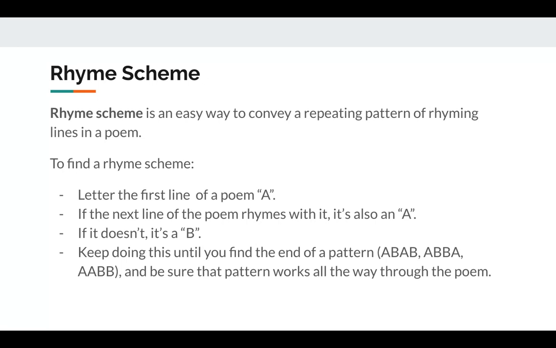So to find a rhyme scheme, you're going to letter the first line of a poem A. That is always the first line. If the next line of a poem rhymes with it, it's also an A. If it doesn't, it's a B. And then you're going to keep doing that until you find the end of a pattern. So A, B, A, B, or A, B, B, A, A, B, B, and be sure that that pattern works all the way through the poem.